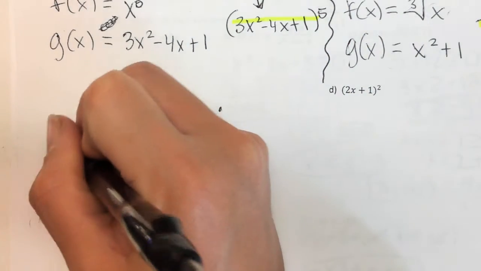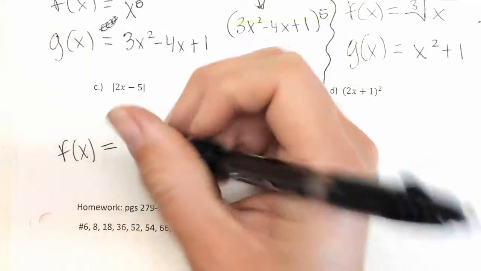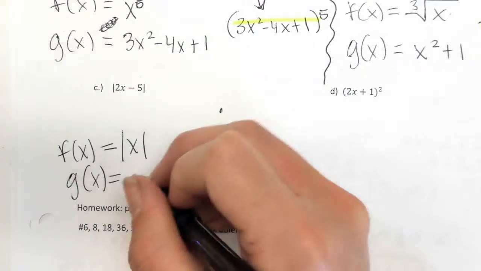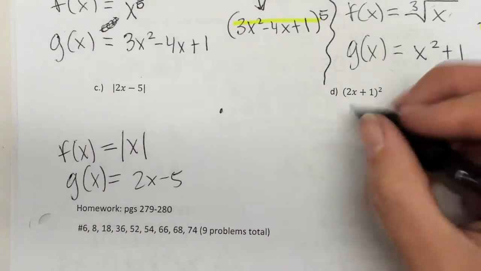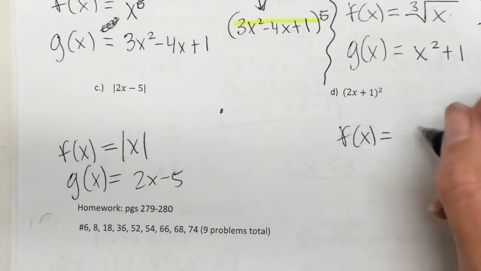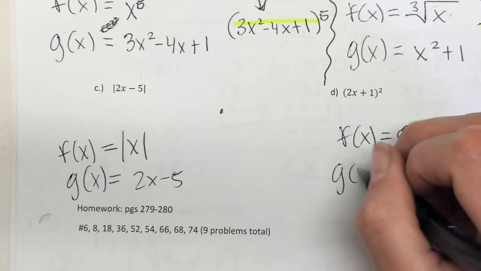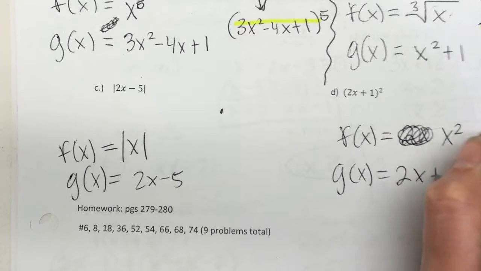Alright, so here are the answers. F of x equals absolute value of x. G of x equals 2x minus 5. F of x equals, excuse me, x squared. G of x equals 2x plus 1.